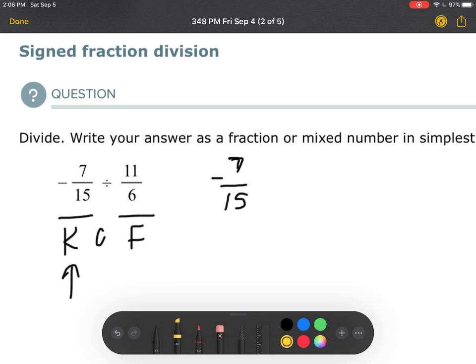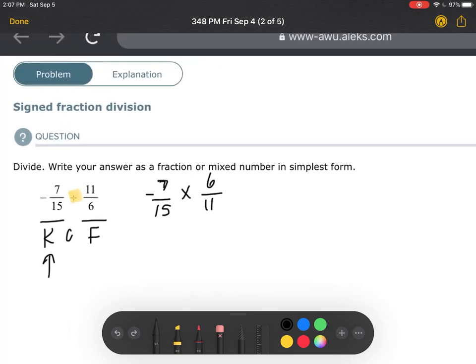Okay, and then change goes with that division sign. You're going to change that into a multiplication symbol. And then last, you're going to flip the last fraction. You're going to write the reciprocal. So I'm going to put 6 over 11 because I'm changing the order of the 6 and the 11 in that question. After I do that, I am going to immediately start multiplying.